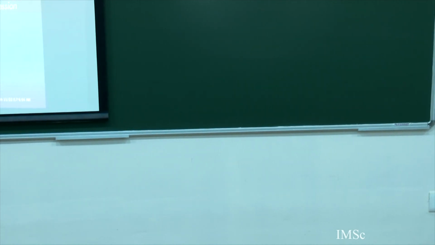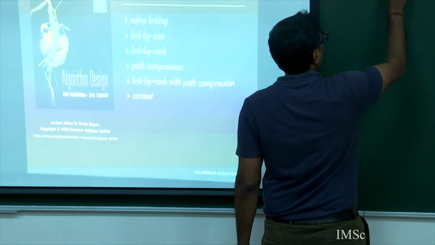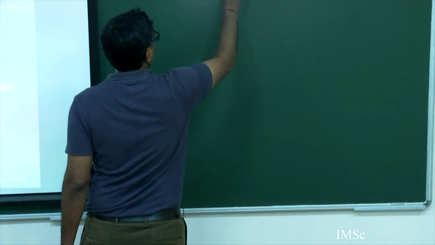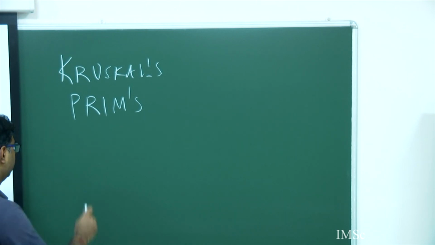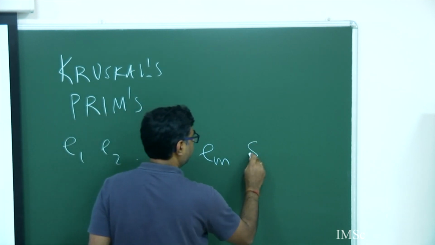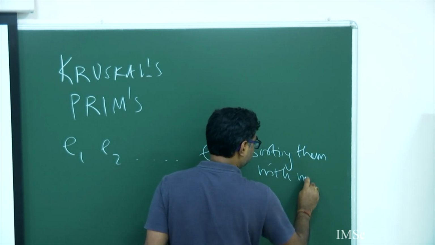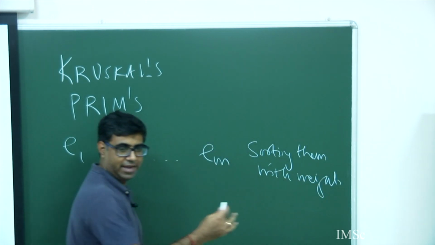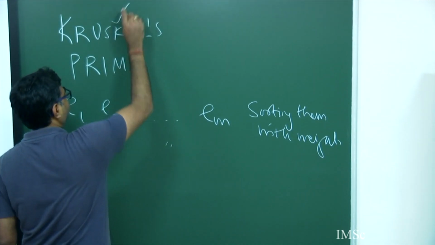So, what did we see last time? Last time we saw Kruskal's and Prim's algorithm. Which one of these was the one where we were sorting the edges, E1 to M, with weights, and then adding them as and when without forming a cycle? So which algorithm was this? Kruskal's. Okay, good. I forgot now.